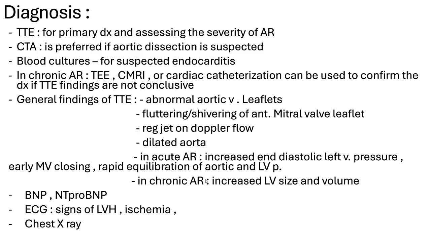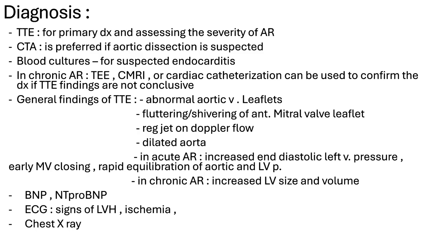Now, coming into the diagnosis, the primary diagnostic tool that we use in clinical practice is transthoracic echocardiography. It's also useful for the assessment of the severity of the aortic regurgitation, and it can give us an idea about the cause. For example, we can see if there is abnormal function or structure of the aortic valve, or abnormalities within the aorta, like a dilated aorta.